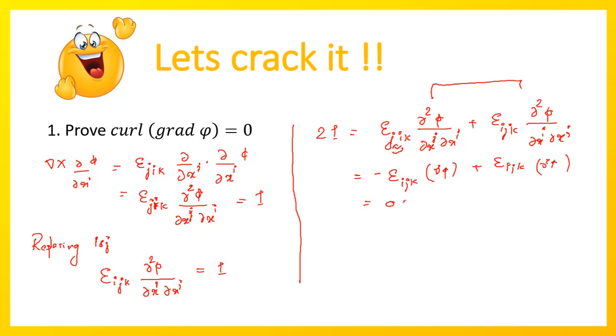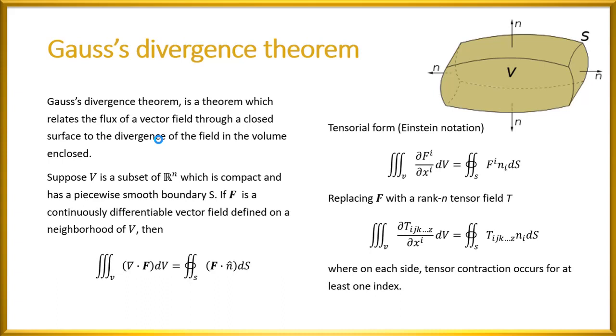Therefore, this turns out to be 0. Since this turns out to be 0, I is 0, which means that the curl of the gradient of a scalar is 0. Now, we have to find the tensorial form of the Gauss's divergence theorem.